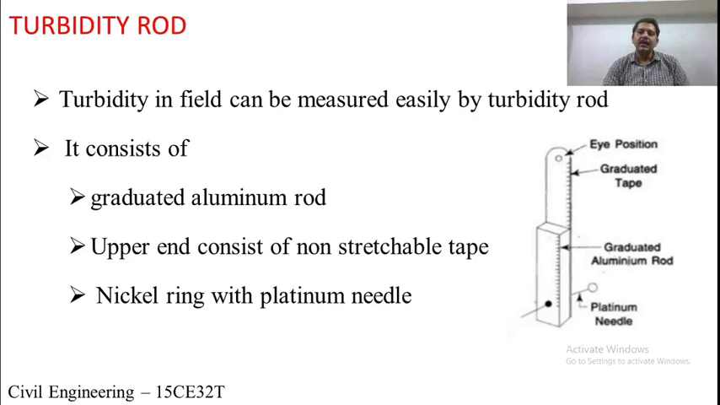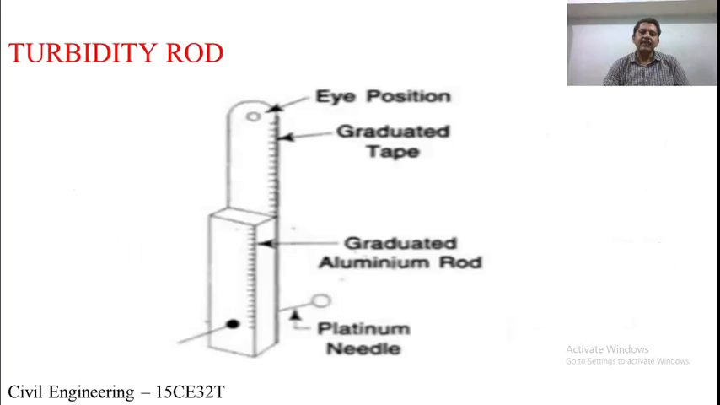So this is the turbidity rod. The turbidity rod has a graduated aluminum rod at the bottom with the graduations. At the bottommost there is a hole with the platinum needle. The non-stretchable graduated tape is there at the top. The position of the eye is marked at the top.